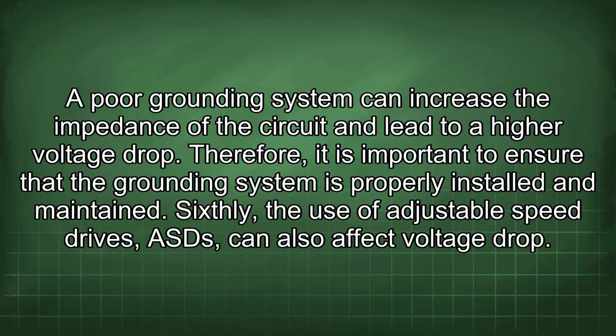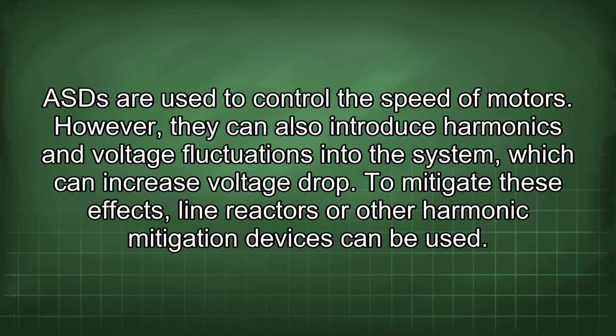Sixthly, the use of adjustable speed drives can also affect voltage drop. ASDs are used to control the speed of motors. However, they can also introduce harmonics and voltage fluctuations into the system, which can increase voltage drop. To mitigate these effects, line reactors or other harmonic mitigation devices can be used.